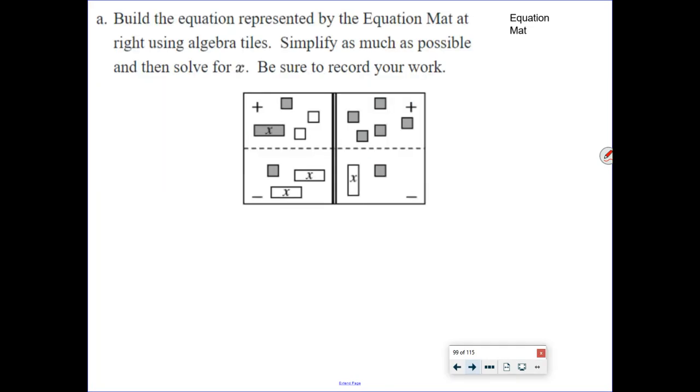And here's the equation mat that we're talking about. See this double line right here? That double line means equal, and it means this side is going to be equal to this side over here. Okay? That's what we're going to be working with. So, build the equation represented in the equation mat at right using algebra tiles. Simplify as much as possible and then solve for x. Be sure to record your work.